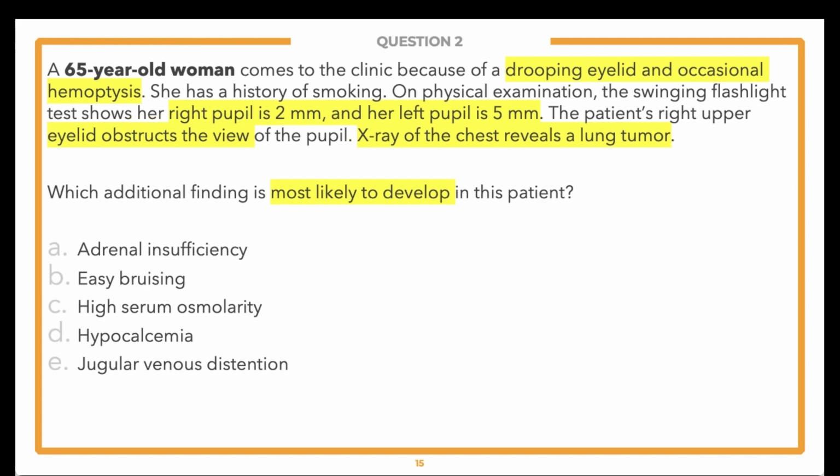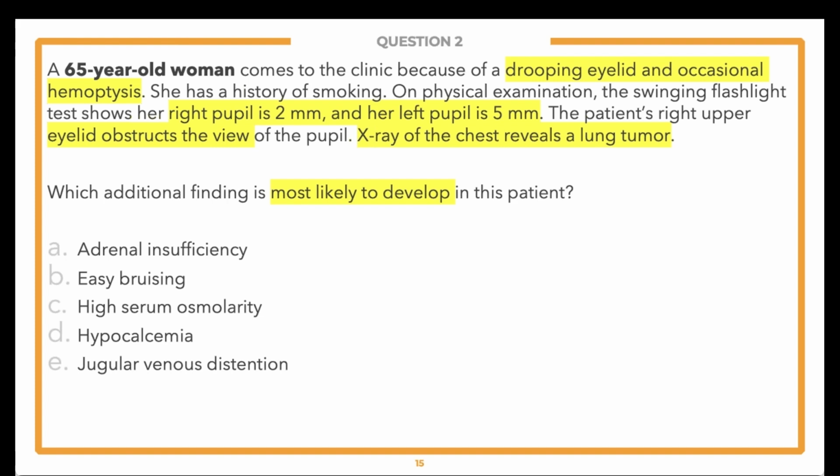All right, so we have 5 options here this time, so it's a little bit more challenging, and hopefully you guys are still able to get to the answer correctly. Let's go through the options and figure out what's going on. So option A, adrenal insufficiency. Option B, easy bruising. Option C, high serum osmolality. Option D, hypocalcemia. And option E, jugular venous distension.